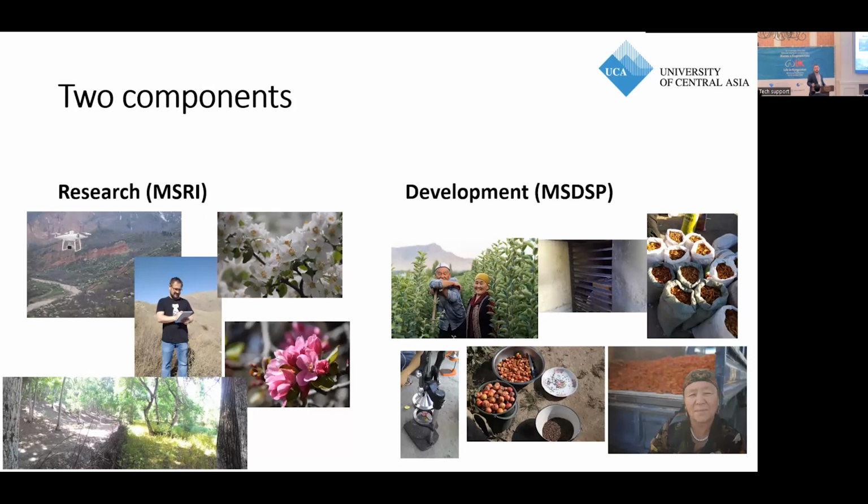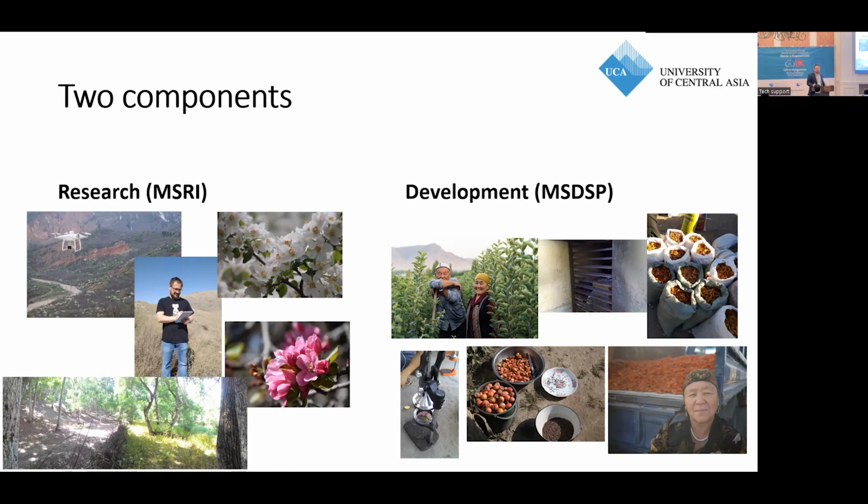Within this project, we have two components. One is the research component, which is implemented by us, by MSRI, Mountain Societies Research Institute. Within this component, we conduct nature research and socioeconomic research, which my colleague Azamat will be talking about later. And in the development component, our colleagues from MSDSP do training for local people on how to protect these wild trees.